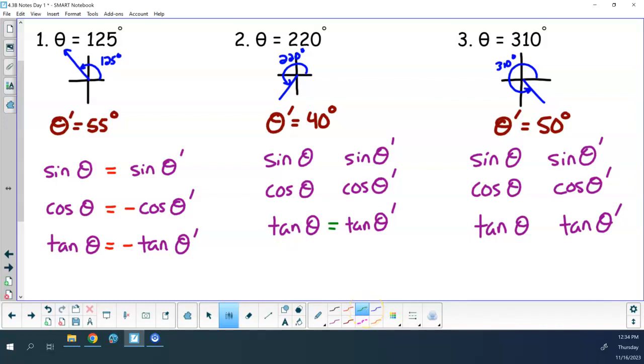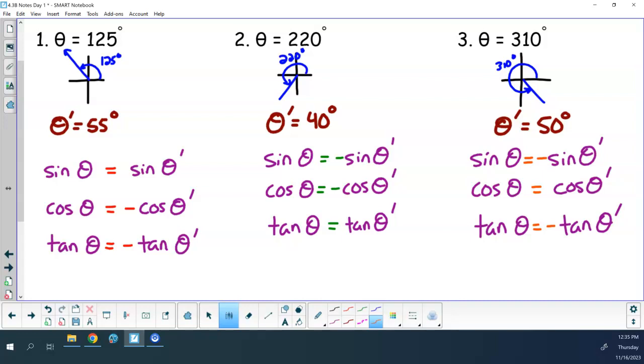What about the other two? They're opposites. What about the last one? Cosine. The other two are opposites. Talk to me. Why?